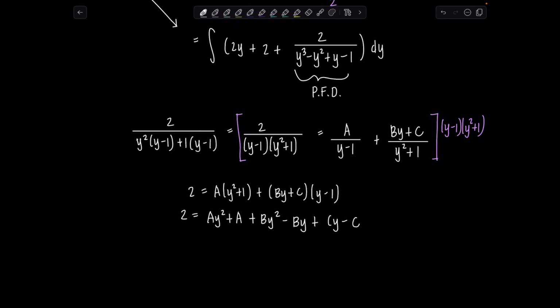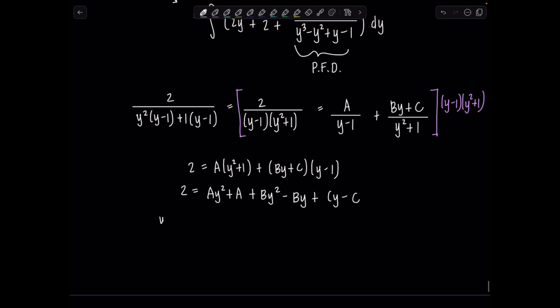To solve for A, B, and C, I'm going to equate the coefficients of like terms from both sides of the equation. So starting with y squared, I don't see any y squareds on the left. And then I have an A y squared and B y squared on the right. So 0 must equal A plus B. Y to the first, none on the left, negative B plus C on the right. And then constant, which is y to the 0, 2 equals A minus C.